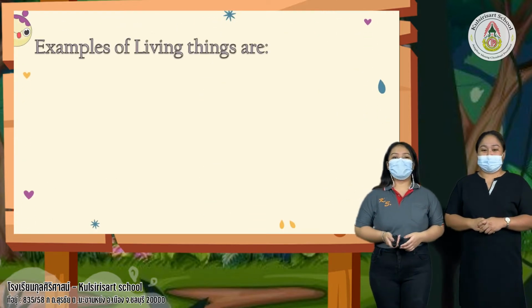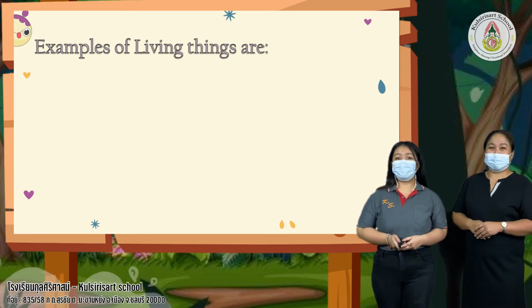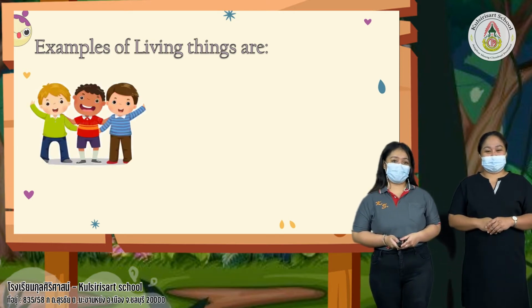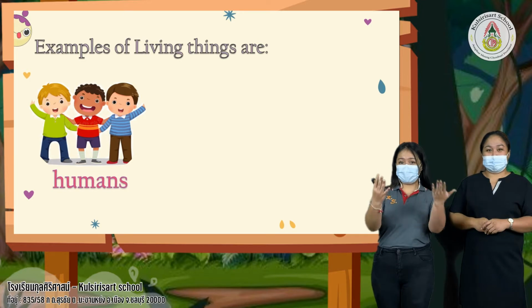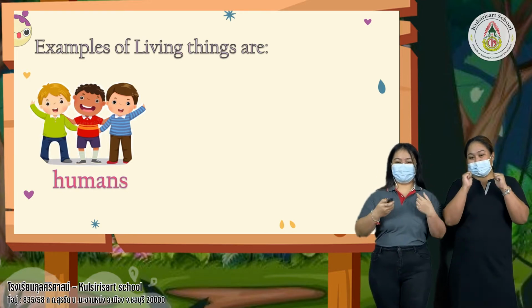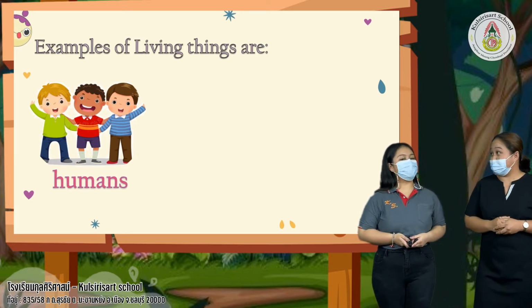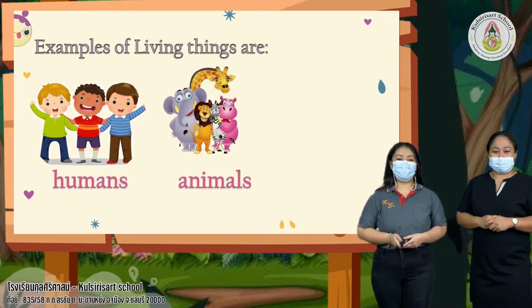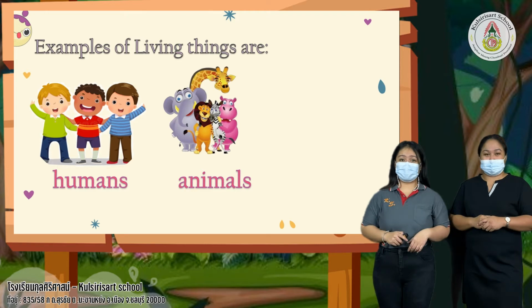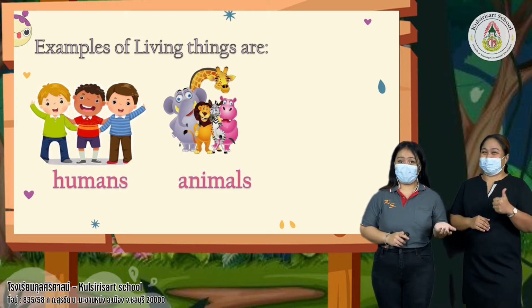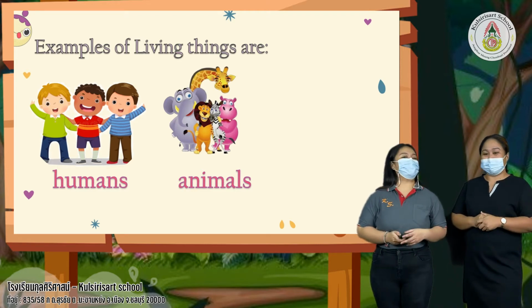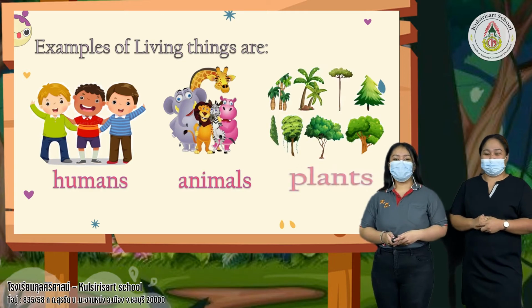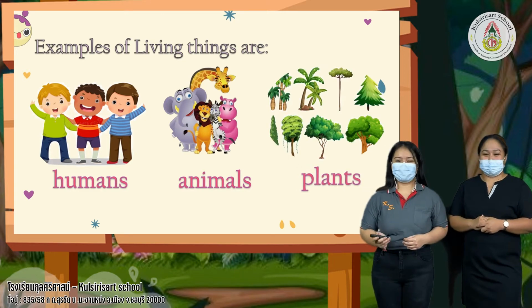Okay. Now, let's see the different examples of living things. We have here humans, just like you and just like me. Humans can also be called people? Yes. Okay. We also have here animals, just like your pet at home, like dog and cat. And the last one, we have here plants.